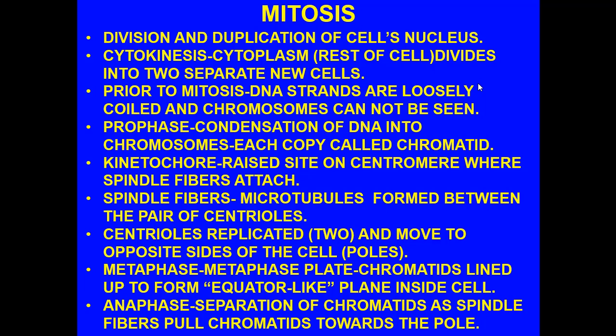Then we get to anaphase. And that's where we separate the chromatids. So chromosome 1 goes to one side, and chromosome 1's copy goes to the opposite side. How are they pulled apart? By the spindle fibers. And they're going to pull them in the direction toward basically the centrioles.